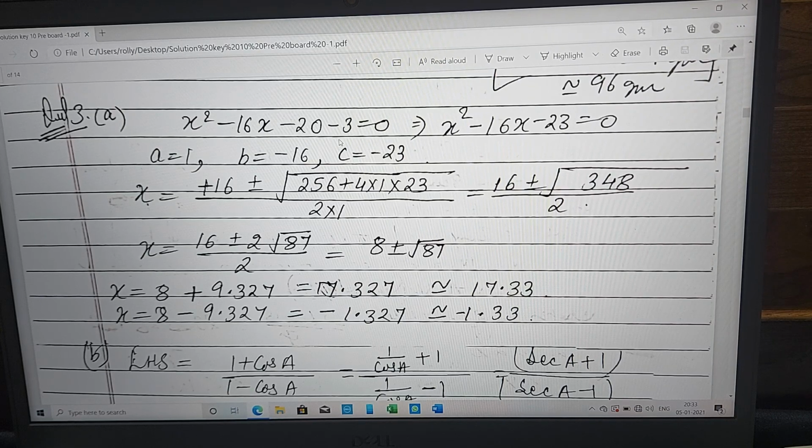That is the standard form of a quadratic equation. Then you will compare it with ax square plus bx plus c is equal to 0, and the values will be b is equal to minus 16, c is equal to minus 23 and a is 1. You will use the formula. Next thing, what you have done: instead of calculating under root 348, you have calculated with the help of the calculator. But in the examination, you will not be allowed to use a calculator.